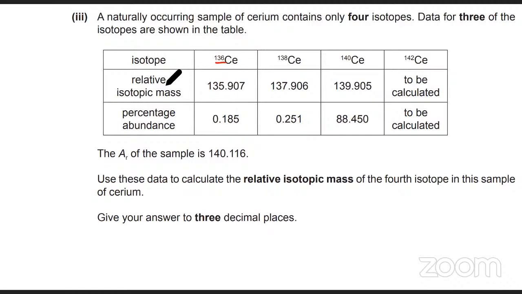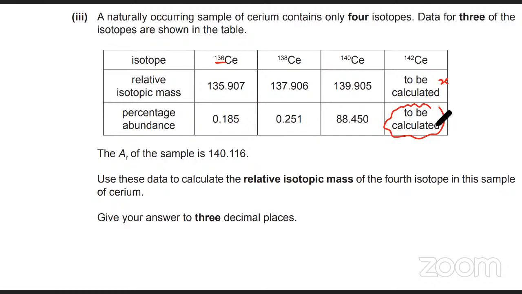And you have to calculate the isotopic mass of the fourth isotope, which is this one. So I'm going to take that as X. I don't know what that is, but I can calculate the percentage. I'm going to subtract all the other isotopes' percentages from 100, and I'm going to get this percentage.